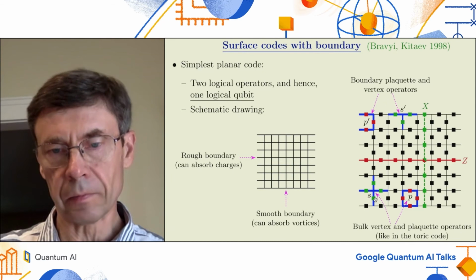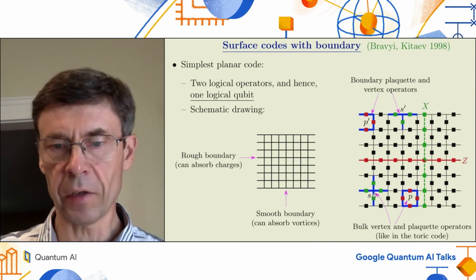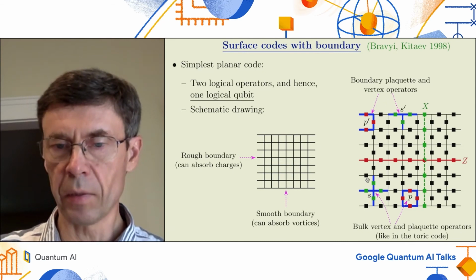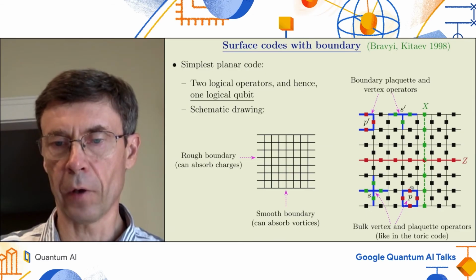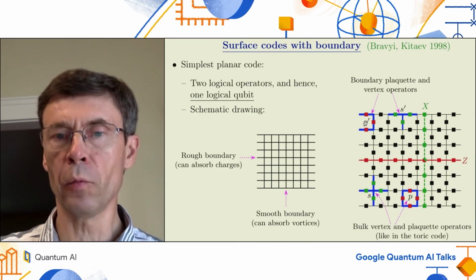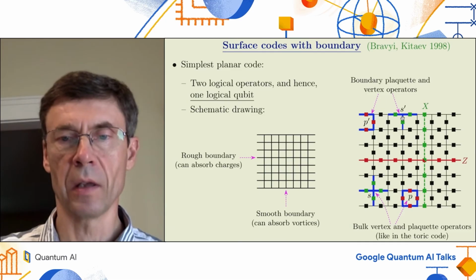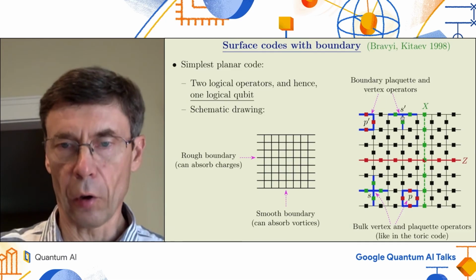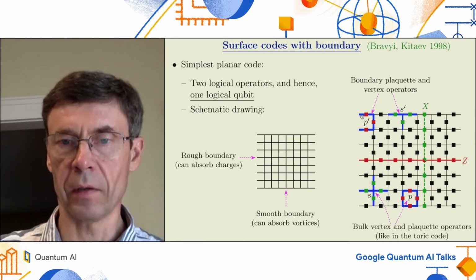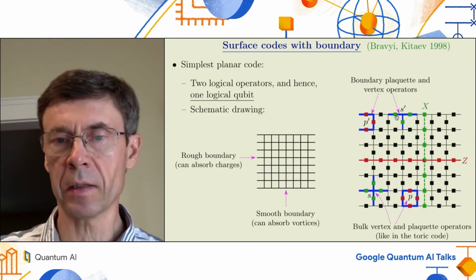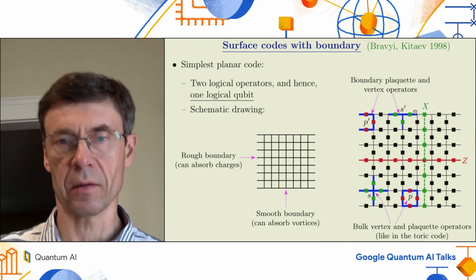There are also stabilizer operators in the picture. The bulk stabilizer operators are products of 4 qubits, and there are new boundary stabilizer operators that are products of 3 qubits. These are incomplete plaquettes and incomplete vortex stars.